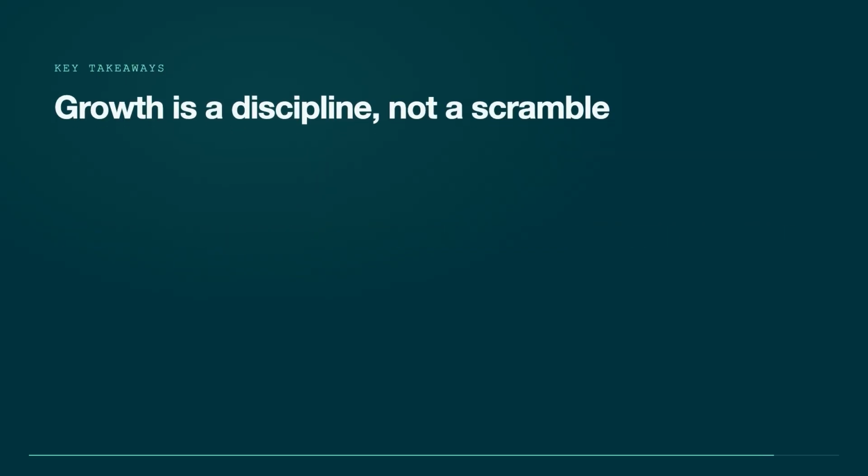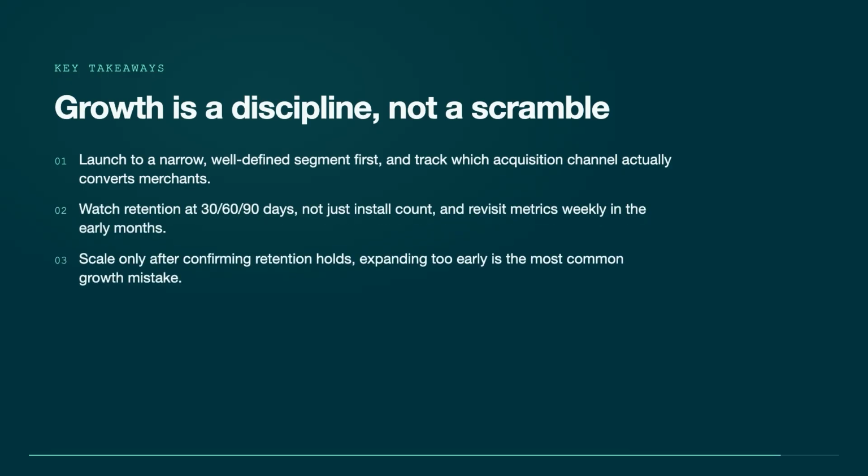Launch to a narrow, well-defined segment first, and track which acquisition channel actually converts merchants. Watch retention at 30, 60, and 90 days, not just install count, and review it weekly in the early months. And scale only after confirming retention holds. Expanding too early is the most common growth mistake.